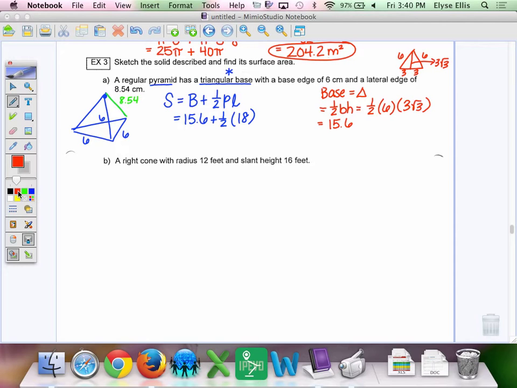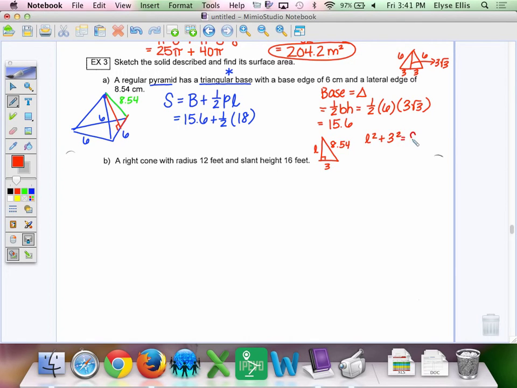L, my slant height. That is different than a lateral edge, so be careful here. A slant height would go down the middle of the side and be perpendicular. Well, if I know that that outer edge is 8.54, I'm kind of forming a nice little right triangle again. Down that right-hand side, I don't know my slant height going down the middle. Half of the bottom, half of 6 is 3. And then my lateral edge is that 8.54. I can do Pythagorean Theorem to solve for my slant height.